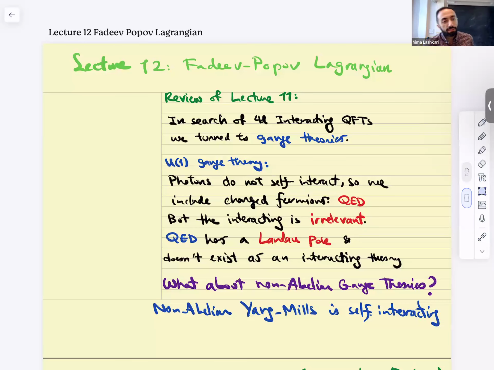All right. So today we're gonna continue our discussion of non-abelian gauge theories. Part two of this course, part two of QFT. And we're gonna be focused on the path integral quantization of non-abelian gauge theories. So that's what we're going to be talking about. In particular, we're going to talk about the Fadeev-Popov Lagrangian.